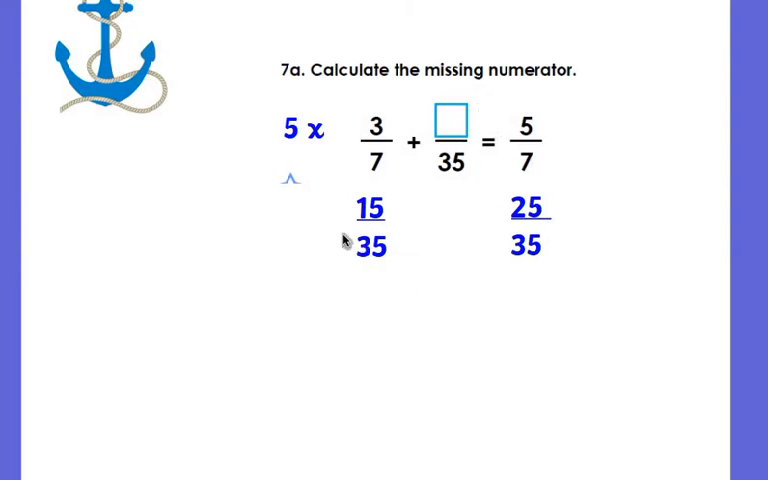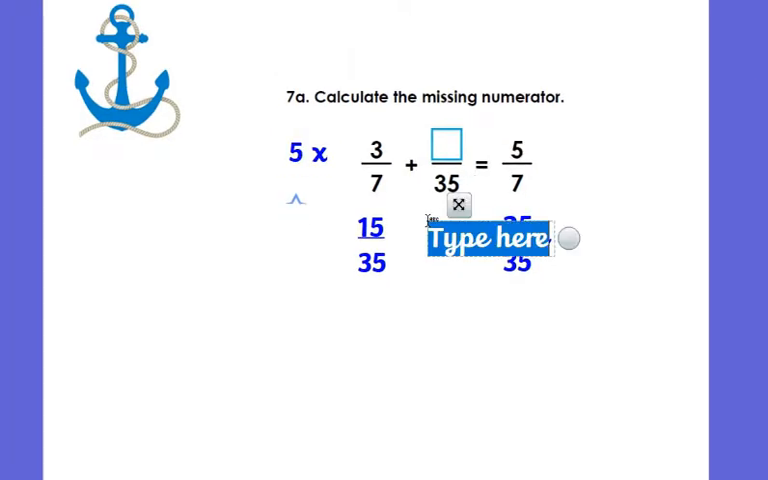So looking at that makes it really simple and easy. We know we don't need to add the denominators together, just the numerators. 15 add something equals 25. So I know that that equals 10. So 10/35 equals 2/7 to make that complete.